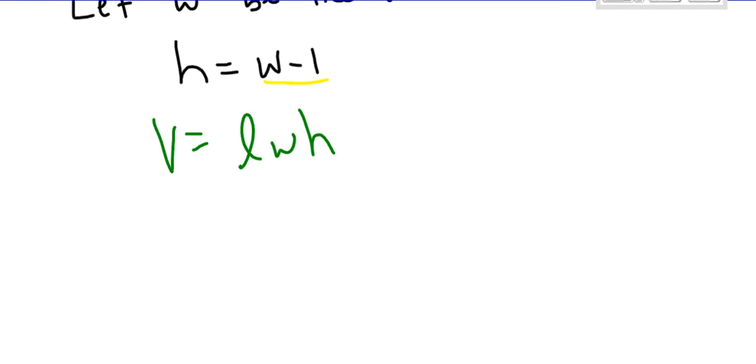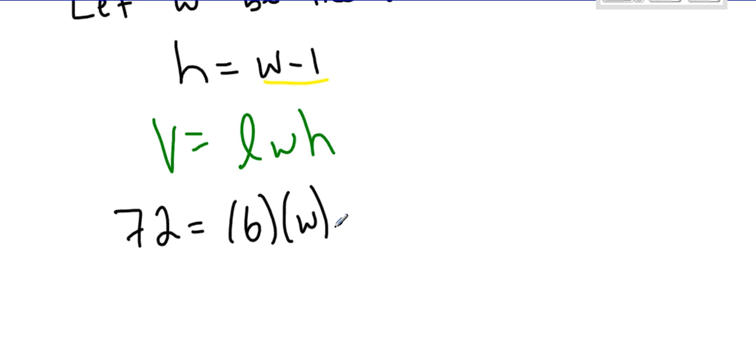So here we go. Volume is 72. Length is 6. Width is just width. And the height can be written with respect to width. That's important because now I have one equation and only one variable, w. So we'll keep that w alive.